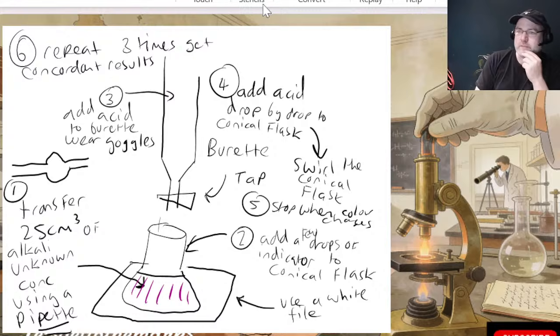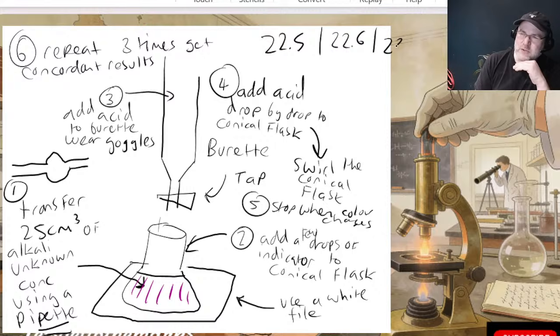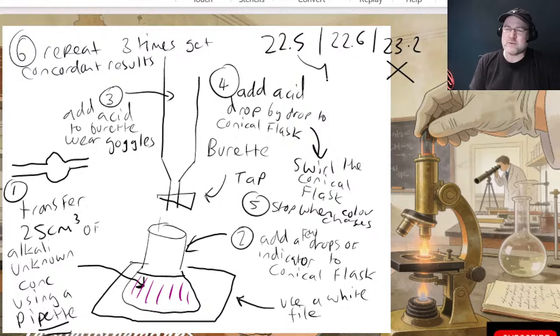So if I have 3 results like this, 22.5, 22.6, 23.2, I am not including that in my average, and only these two are concordant. They're within 0.1 of each other, so I'm going to include those. It'll probably be to 4 places, so 22.55, 22.60, I'll go yes, they're concordant, I'll use those. I won't use 23.20, that's not concordant.